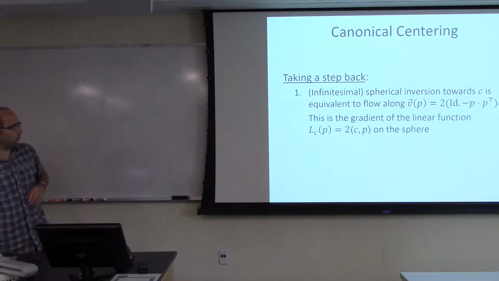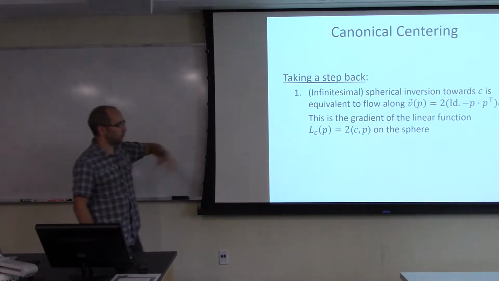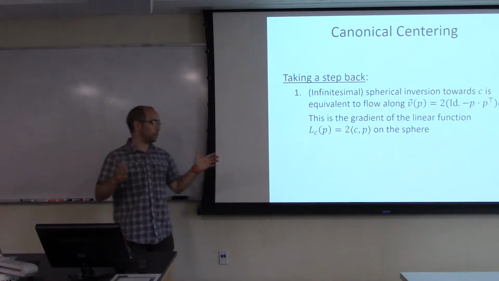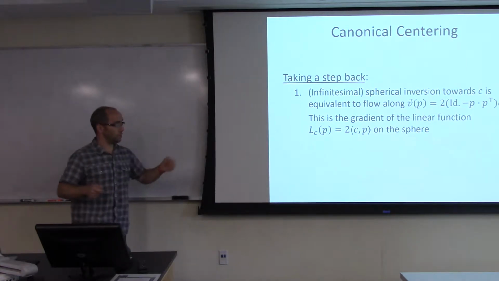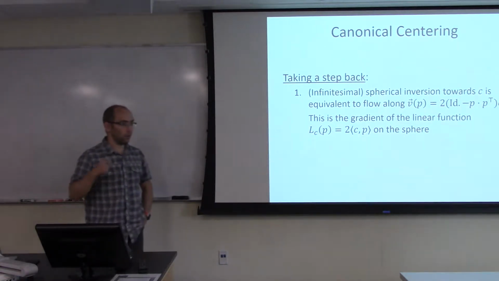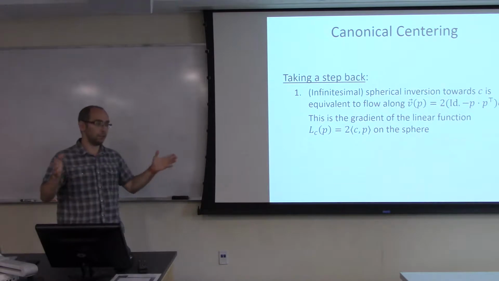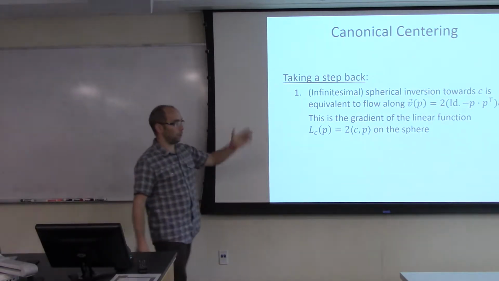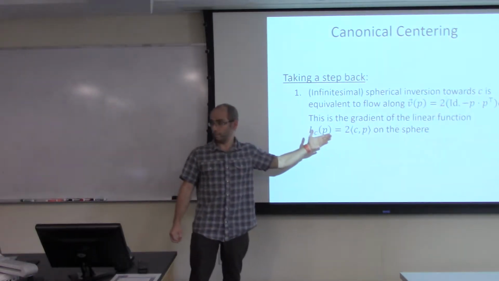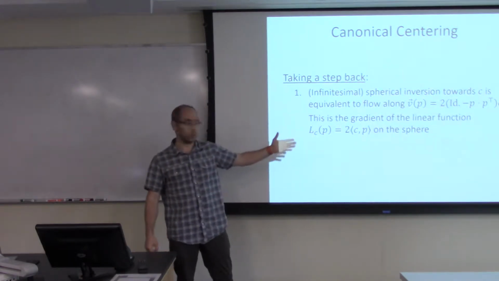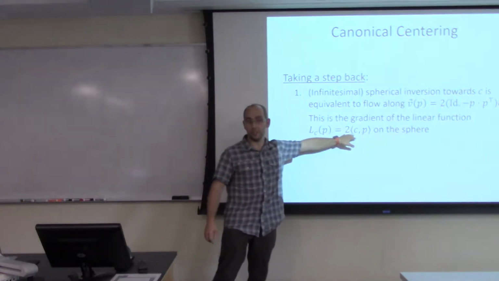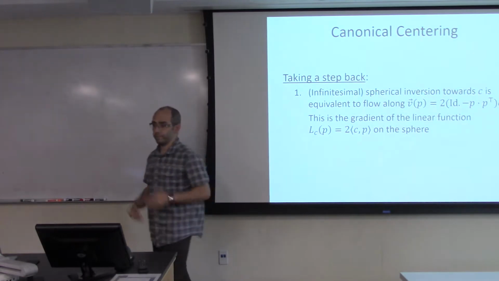Let's write this out a different way. What is this vector field? Well, I can take the function in R3 that just says take the dot product with C. It's a simple function, a linear function in R3. I can restrict it to the sphere. The restriction of that function to the sphere is exactly the projection of C onto the tangent plane of the sphere.